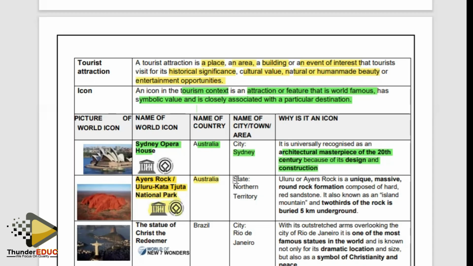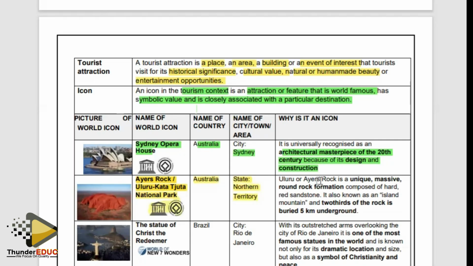Then the specific area. It is not in a town. It is in a rural landscape. It is in the Northern Territory, the northern part of Australia. That's where you find this particular outstanding rock. Then, in terms of its significance, or why it is an icon.